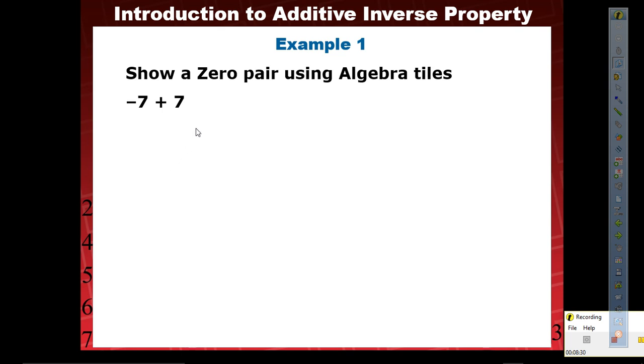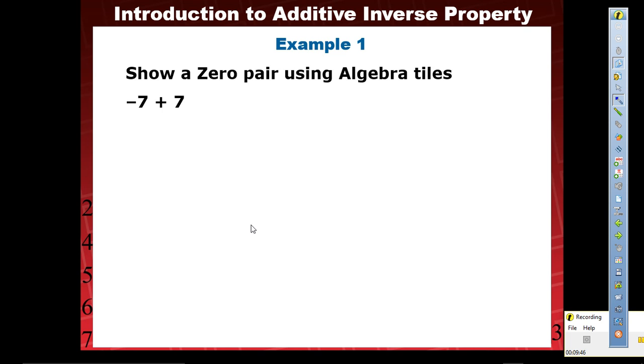So how does that look on paper? It looks like this. 7 negatives and 7 positives. You circle your zero pair. Therefore, this is representing 0. So what we're seeing here in class, that means we're going to represent this one first.